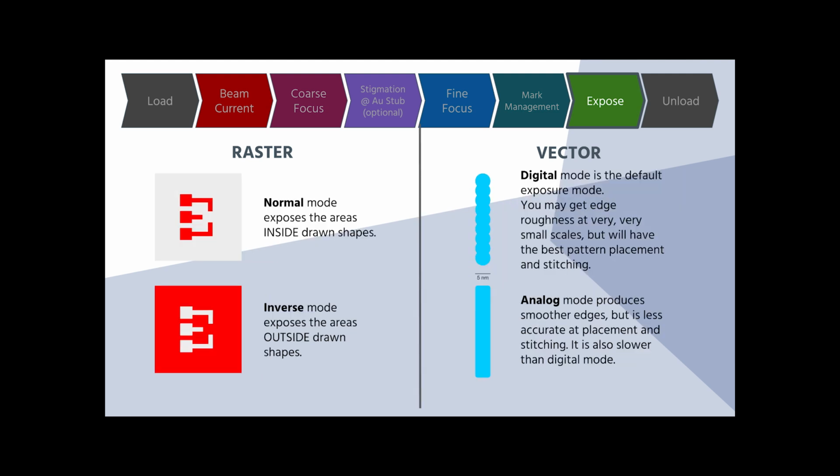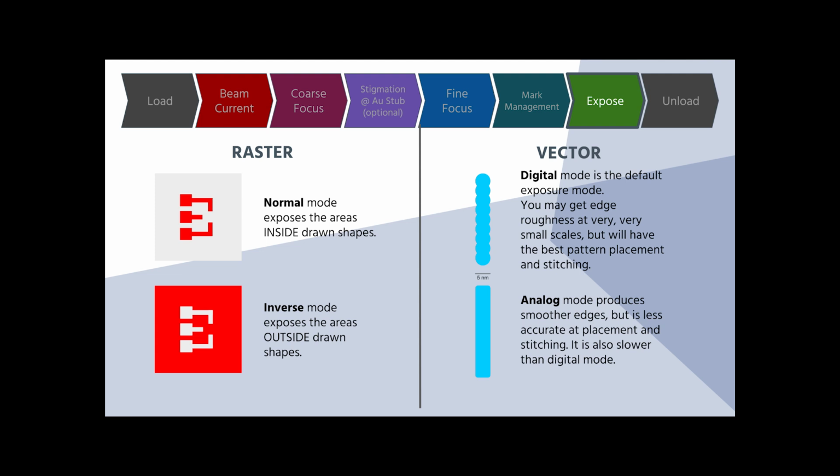Both raster mode and vector mode each have 2 submodes that you can choose. Normal mode, a submode of raster, means that the areas inside a shape will be exposed. Inverse mode, the other submode of raster, exposes the areas outside that shape to the edge of the defined field. Vector mode does not have an inverse option. If you want to draw the outside of your shape, you will need to do that during the conversion process.